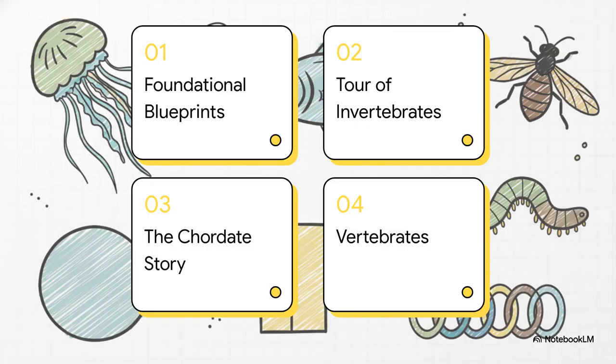So here's the plan for our tour. First, we're going to look at those foundational blueprints that guide all animal design. Then we'll take a whirlwind tour through the incredible world of invertebrates. After that, we'll shift gears to uncover the unique story of the chordates, which, you'll see, leads us right to our final stop, a close-up look at our own family tree, the vertebrates.